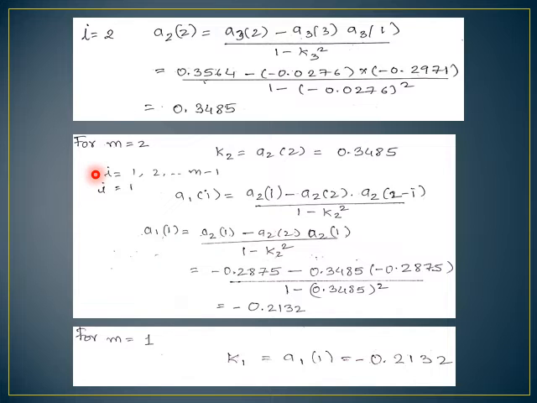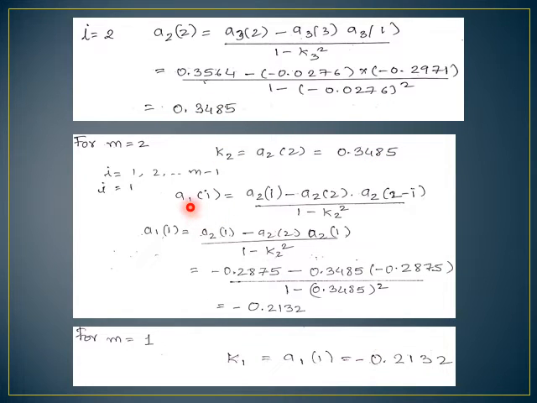Now for m equal to 2. How do we calculate for m equal to 2? In order to calculate I, this is the formula and we get the value of I as 1. So under m equal to 2, we will be calculating I equal to 1 only. Km is equal to Am, so K2 is equal to a2 of 2, which is nothing but 0.3485, which we have calculated here.